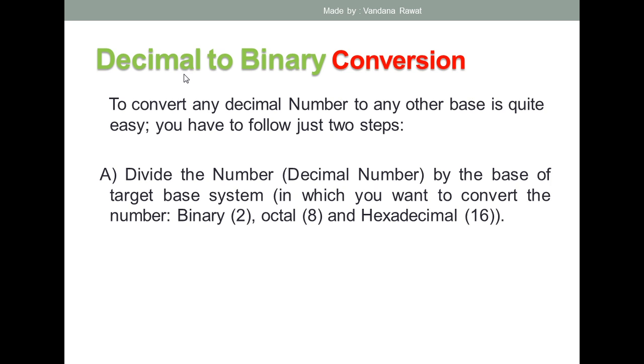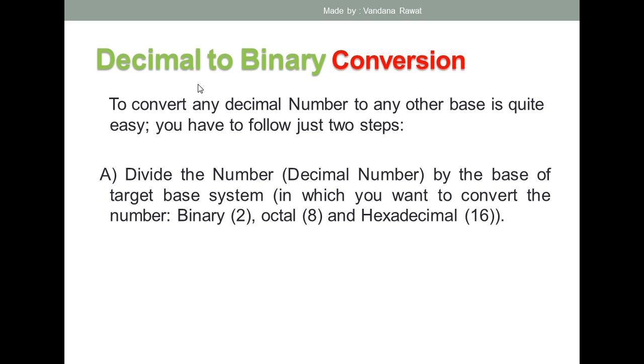Means if you want to convert this decimal number system into binary, you have to divide this decimal number by 2. Okay, and if you want to convert this decimal number system into octal, then you will divide the decimal number by 8. If you want to convert this decimal number system into hexadecimal, then the base in case of hexadecimal is 16. That means you will divide the decimal number by 16.